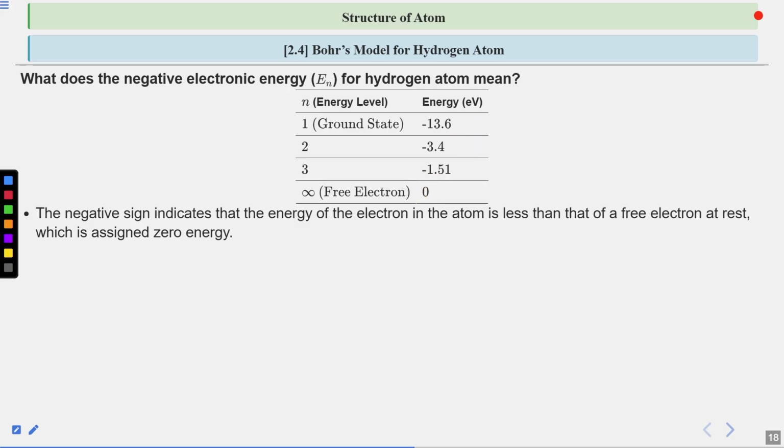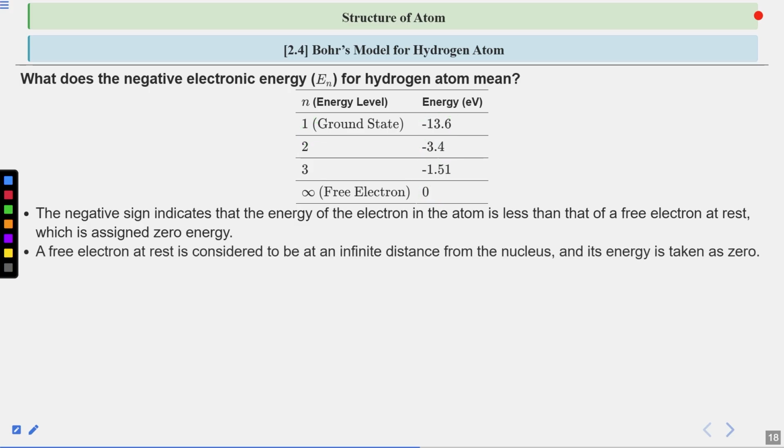Is this point clear to you? So this value is smaller than this value, meaning the electron in the first state will have a lower energy as compared to the second state. Because of this, it will be of higher stability. So if you go on to infinity, it will have the maximum energy, which is 0. So it will be the least stable one.